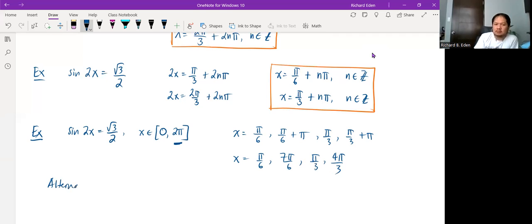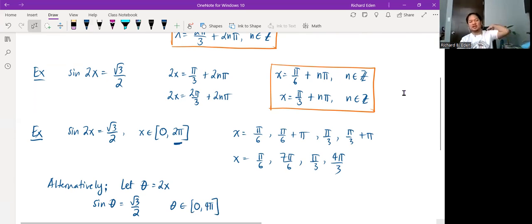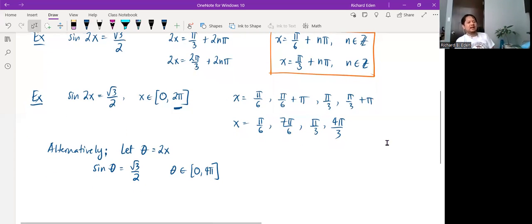Alternatively, okay, think of it this way. We are gonna replace 2x by theta. So now you would have sine of theta equals the square root of 3 over 2. Now, because x is at least 0, that's gonna mean theta is also at least 0. But because x is at most 2 pi, then double x, which is theta, is going to be at most 4 pi. So what you do here is try to find the solutions of sine theta equals square root of 3 over 2, not necessarily for all values of theta, but only for those inside 0 and 4 pi.